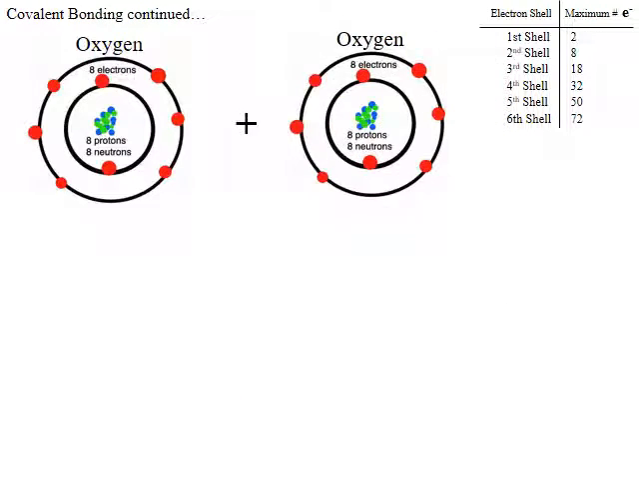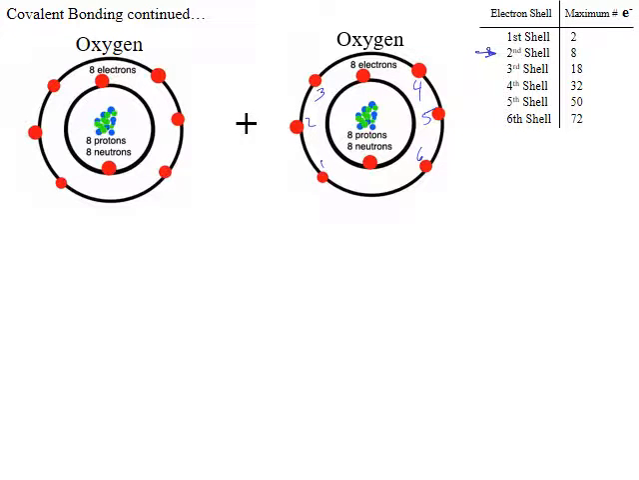So here we have 2 oxygen atoms, and you can see that they both have 6 electrons in their valence shell, their outer shell, which is the second shell, this guy here, which can actually hold 8. So in order for them to feel full, as it were, and to be chemically stable, they each need 2 more electrons.